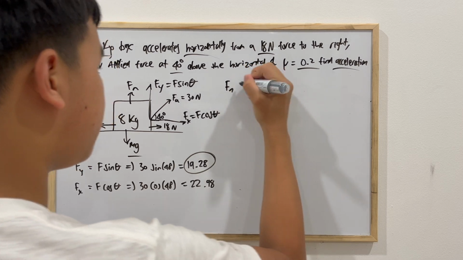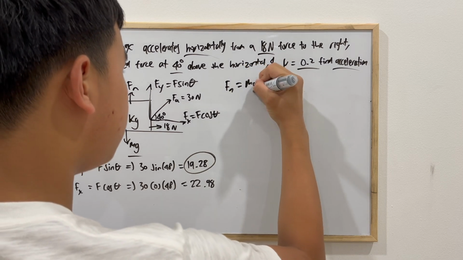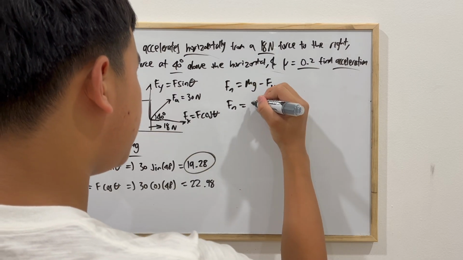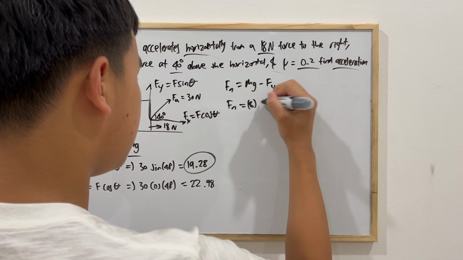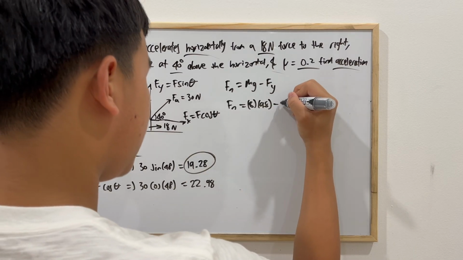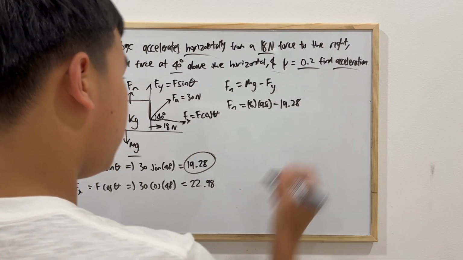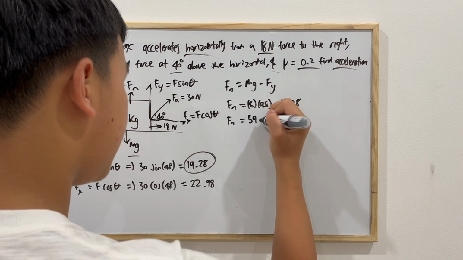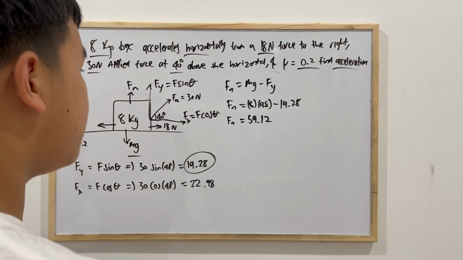Our normal force equation is going to be mg minus Fy. Normal force we don't know. Mg is going to be 8 times 9.8, minus Fy value, which we just got here, is 19.28. We're going to get a normal force value of 59.12.